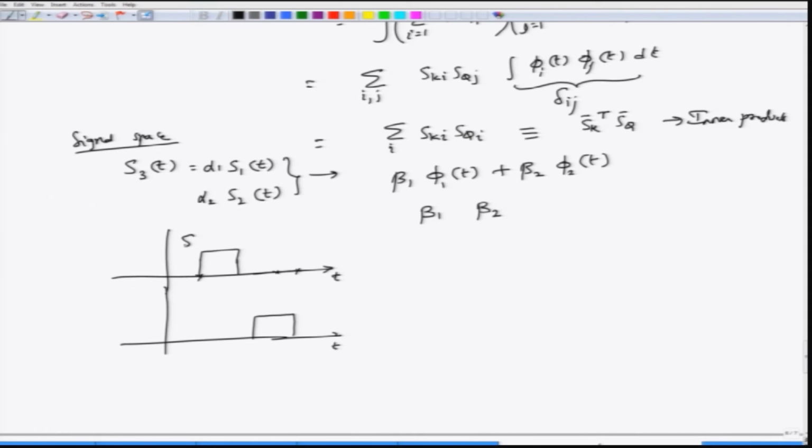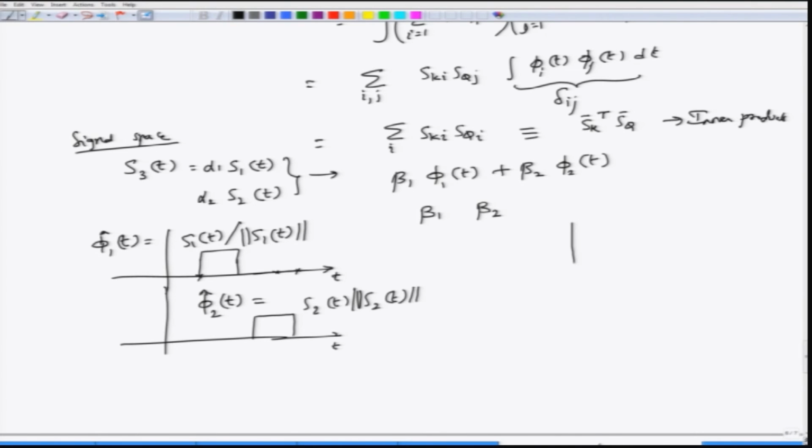If you take this signal S1 of t and divide it by its norm, the square root of its energy, I will be able to obtain the corresponding orthonormal basis function. So, how do I generate the basis functions? Take the signal and scale it such that its energy is equal to 1. So, I get two basis functions, which I indicate with a hat on top. These two are the basis functions.